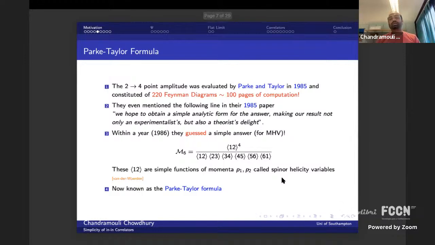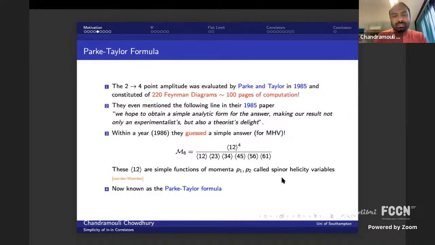In fact, this 6-point amplitude was first evaluated by Parke and Taylor in 1985. This constituted approximately 220 Feynman diagrams, which, as you can imagine, resulted in hundreds of pages of computation. At the end, in fact, the paper was not too long. It was of the order of 10 pages, and all 10 pages consisted of various matrices, which eventually led to the final answer.